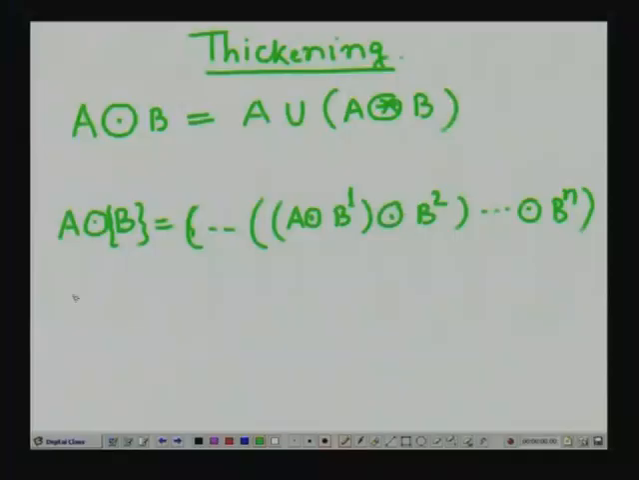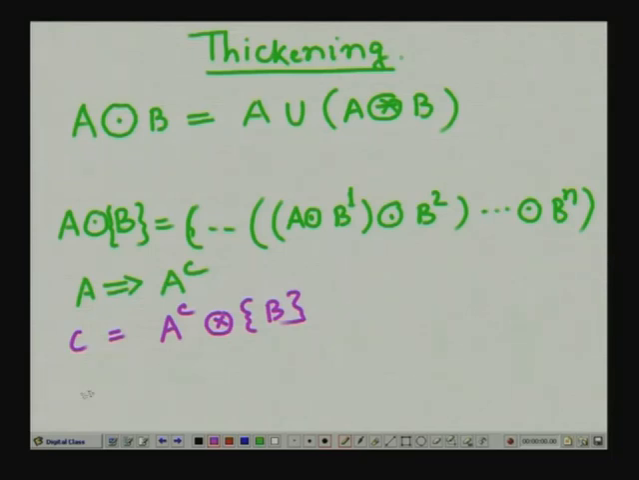So, given a point set A, the first operation that you have to perform is you take A complement. Then I make a set, say C, which is nothing but A complement thinned with the set of structuring elements B. And finally, if I take the complement of this set C, then what I get is the thickening version of this set A with the set of structuring elements B, which is nothing but the complement of the point set C. So, you find that this thickening operation can be implemented by thinning A complement.